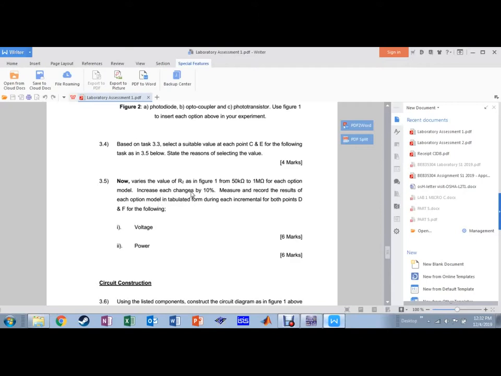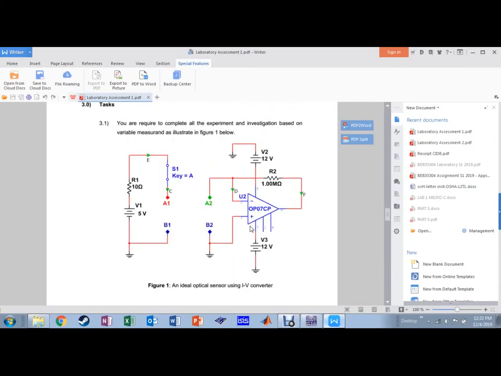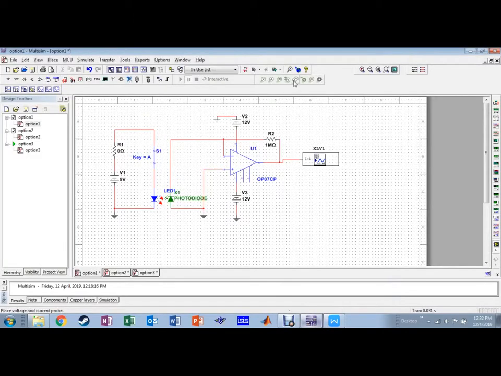Increase each change by 10%. We need to measure and record the result of each option and tabulate it during each increment for both point D and F. So place the probe here, point D, and here, point F. Let's see the change. So we need to measure from the value of R2. We need to change from 50k to 1 mega by 10%.